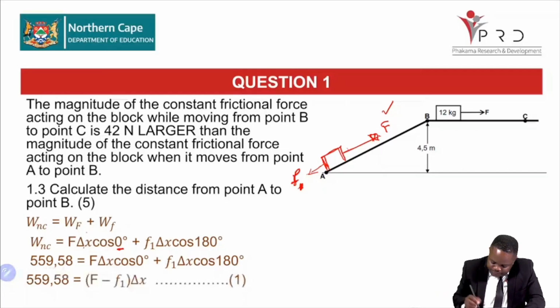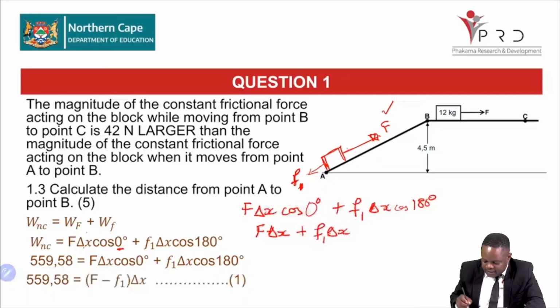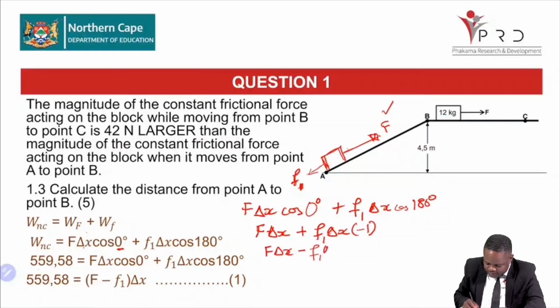Let us simplify this formula. Remember we said F delta X cos 0, I just want to simplify this with you, some of us might be lost now, plus F1 delta X cos 180 degrees. Take note, cos 0 is a 1, then 1 multiplied by F delta X. What do you remain with? You remain with F delta X, grade 12. And then plus your F1 delta X, and cos 180 there is going to be a negative 1. So this translates to F delta X minus F1 delta X.